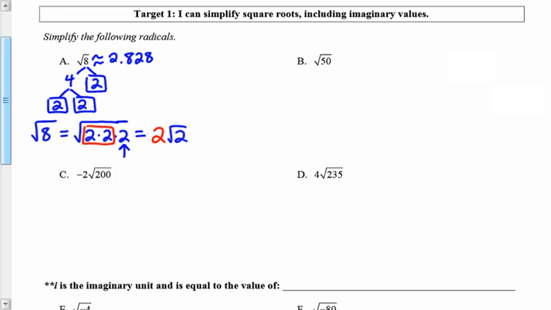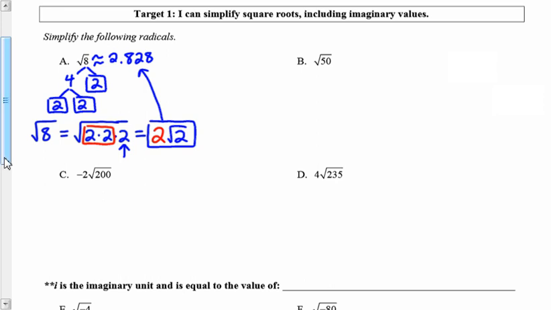So notice when you take out a pair, you only have one value representing it. I had a pair of 2s, but I just put one 2 out in front. So this will be my final answer. And then what you can do is put that in your calculator and check your work, because it should give you that same decimal. We're just simplifying, we're not changing the value.